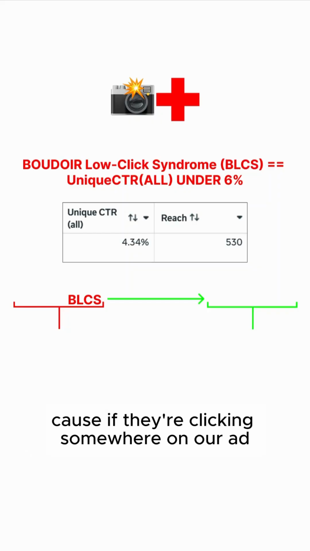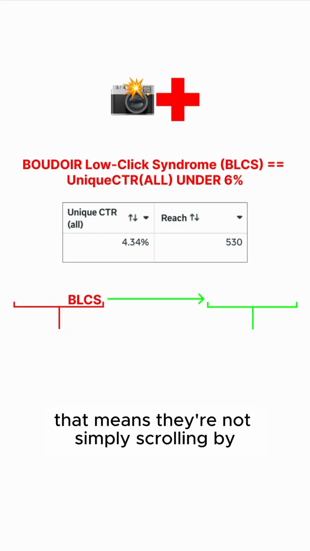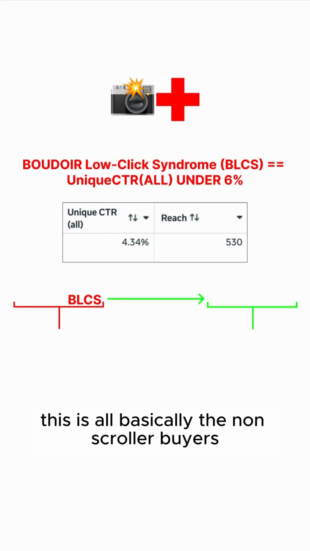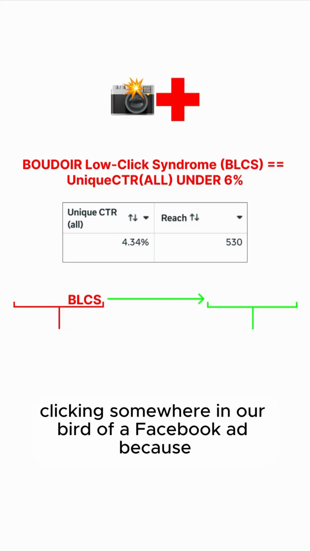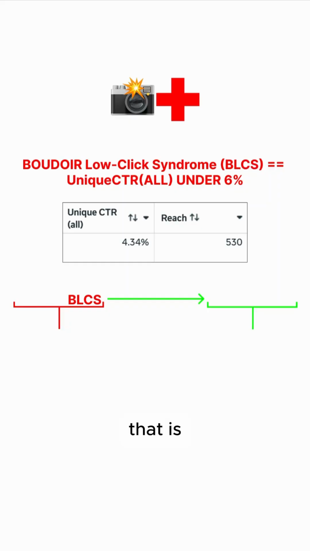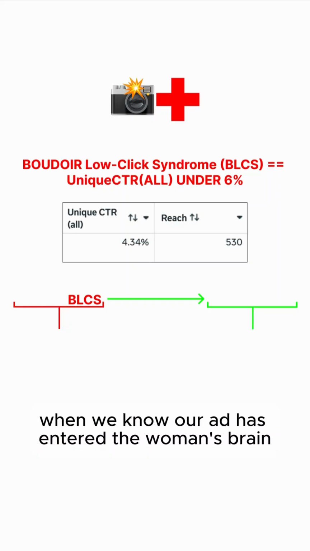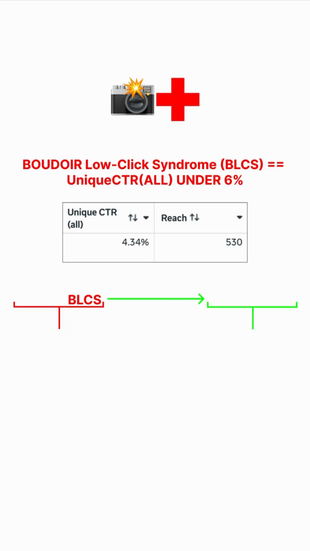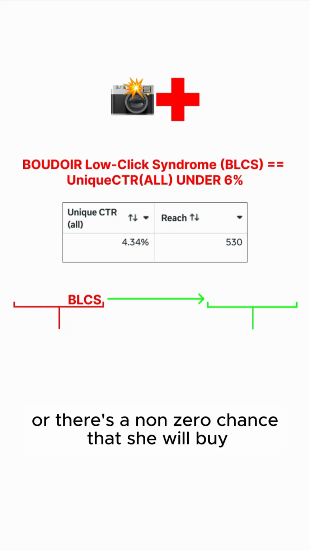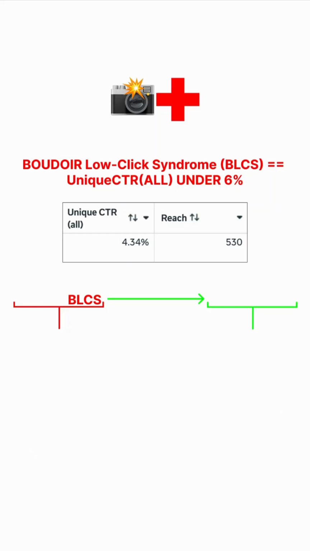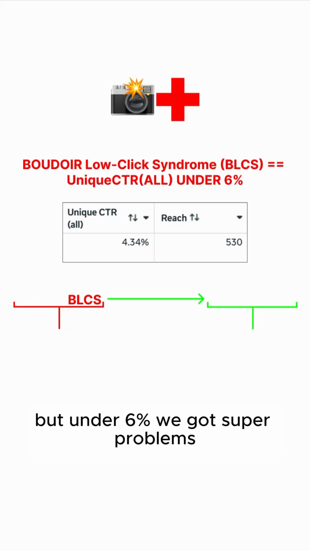And we care about this because if they're clicking somewhere on our ad, that means they're not simply scrolling by. This is all basically the non-scroller buyers. And we want to maximize the number of women clicking somewhere on our Boudoir Facebook ad, because that is when we know our ad has entered the woman's brain, and we know that is the only possible time she will buy, or there's a non-zero chance that she will buy. So we actually got to get this number as high as possible, but under 6%, we got super problems.